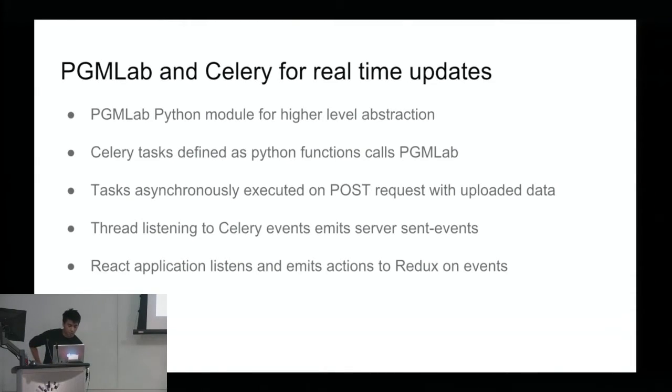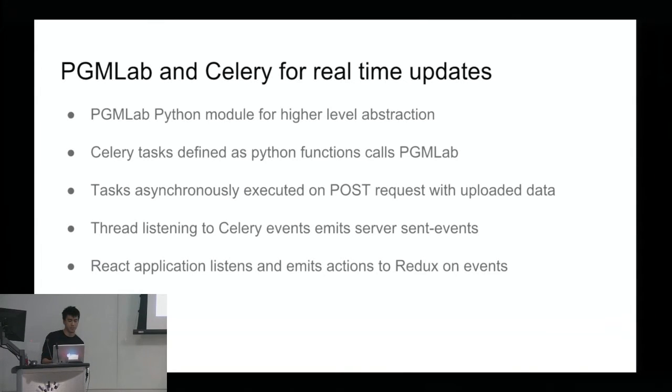So how do these two come together? What we came up with was to abstract some of the higher level functionality of PGMLab into a Python module. Celery tasks are defined as Python functions that call on this PGMLab module, and these tasks are asynchronously executed on a POST request from the client. We have different data file formats that are processed by PGMLab, so the user can upload this data, and it will be sent off to the server and processed.